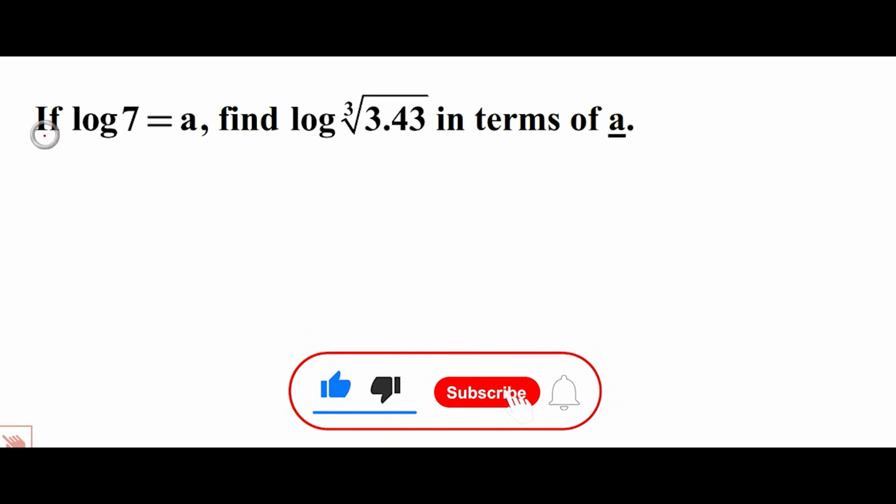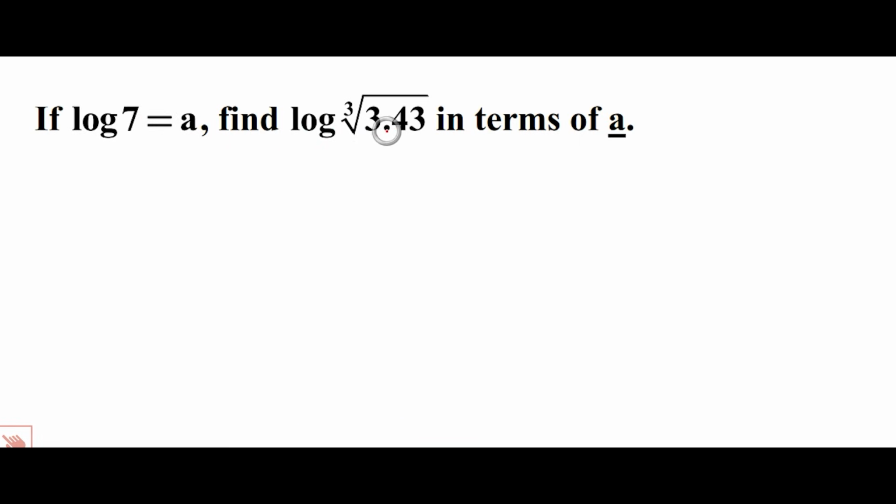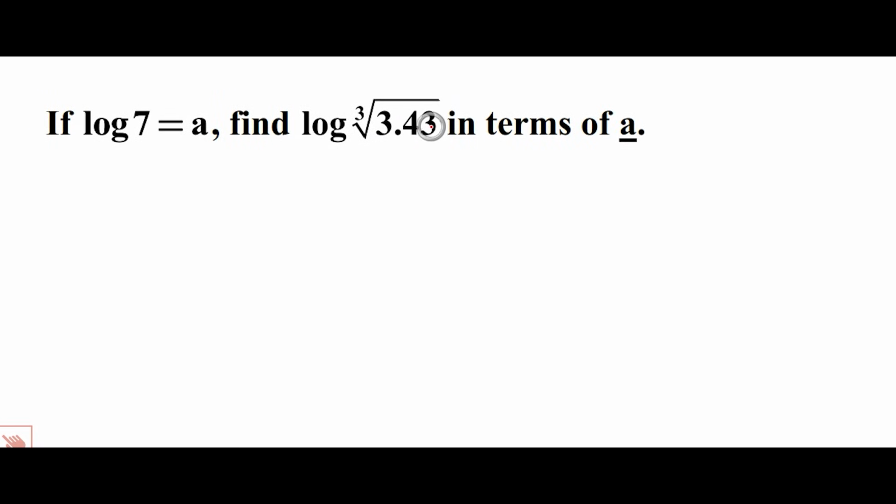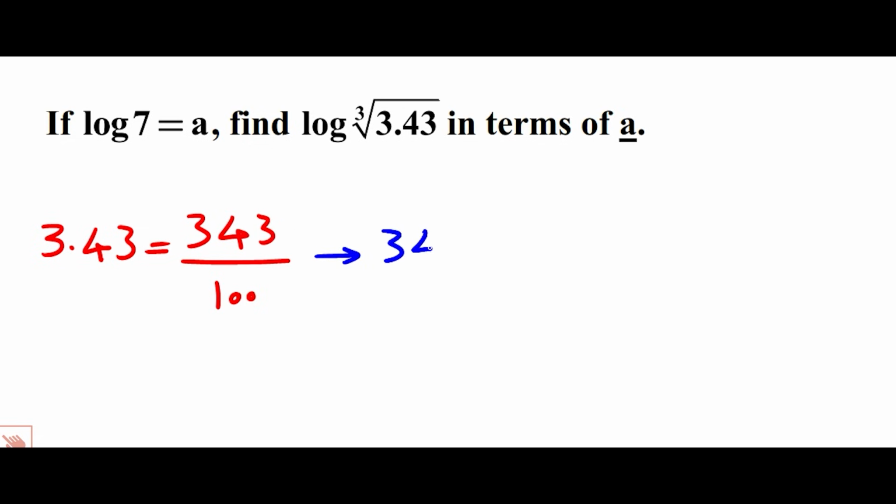Let's get started. Number 1: if log of 7 is a, find log of the cube root of 3.43 in terms of a. First, notice that 3.43 can be written as a fraction. 3.43 equals 343 over 100. Now 343 is a power of 7 because 343 equals 7 cubed. Also 100 is 10 squared.